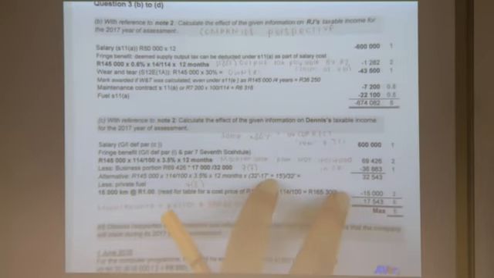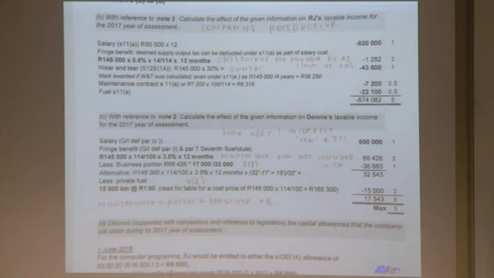Question 3b said, with reference to note 2, calculate the effect of the given information on RJ's taxable income. So remember, RJ was the employer. So now we're asking you, from the employer's perspective, what happens when they give a fringe benefit to an employee? Some of you missed this very easy mark for just saying that the salary amount that they paid to Dennis was an 11A deduction.